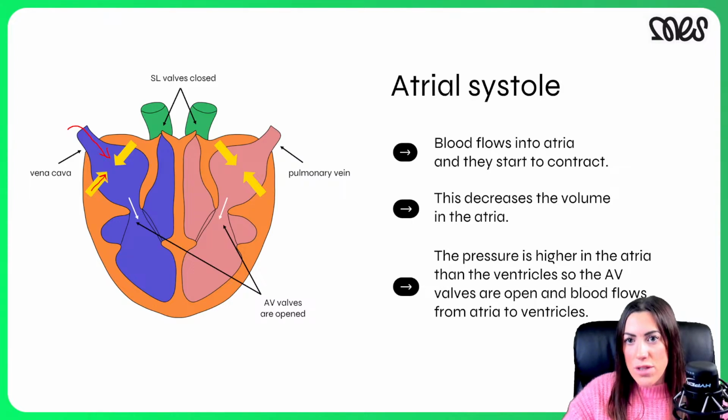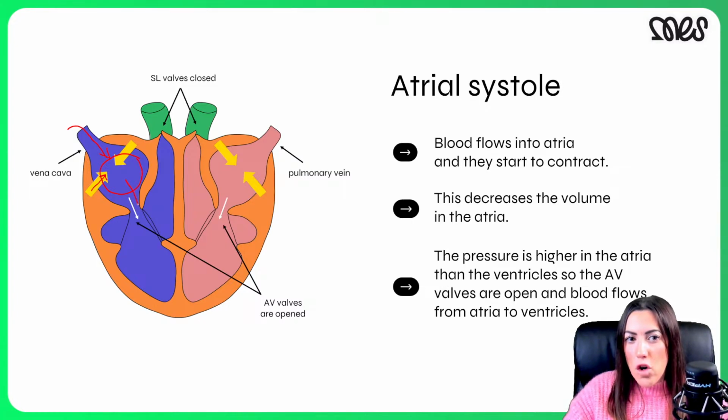So this is atrial systole. They're filling with blood and they're going to start to contract. Now, that is going to decrease the volume in this chamber. The chamber's going to get smaller, which is going to increase the pressure. Yeah, if you've got a smaller space, the pressure goes up. So blood's going into the right atrium. Atrial systole means the atria are contracting. The pressure is going to get really high in the atrium.